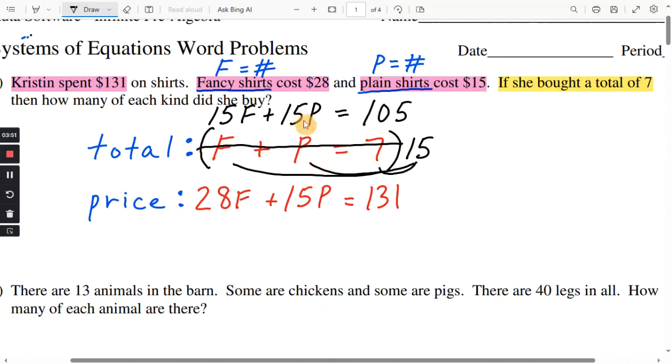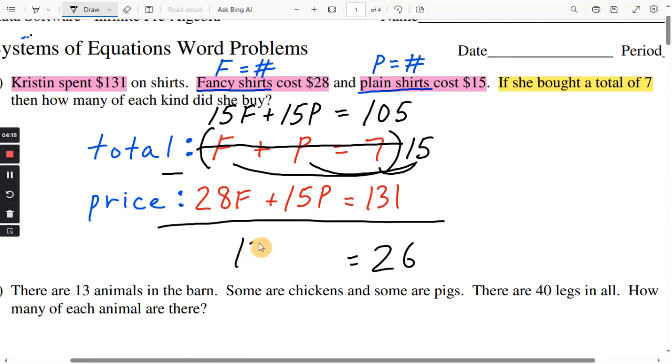And now, since we have 15P on both, we can subtract. You can subtract going down, or you can even subtract going up. So I'm going to do it that way, because you can add or subtract the equations from each other. 131 minus 105, that's going to be 31 minus 5, that's 26. 15P minus 15P cancels. 28F minus 15F is going to be 13F. So this is F times 13.